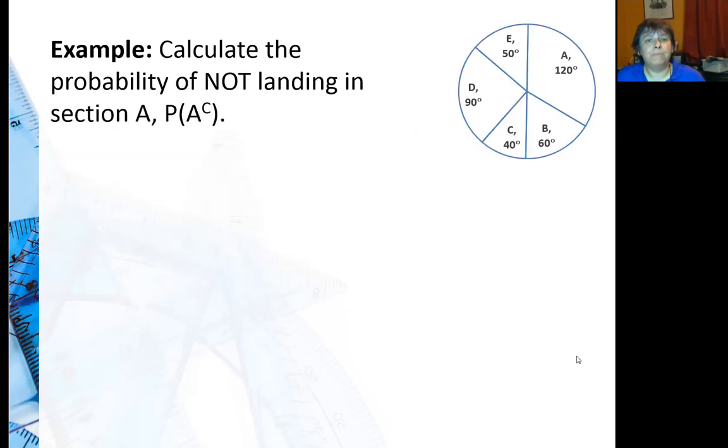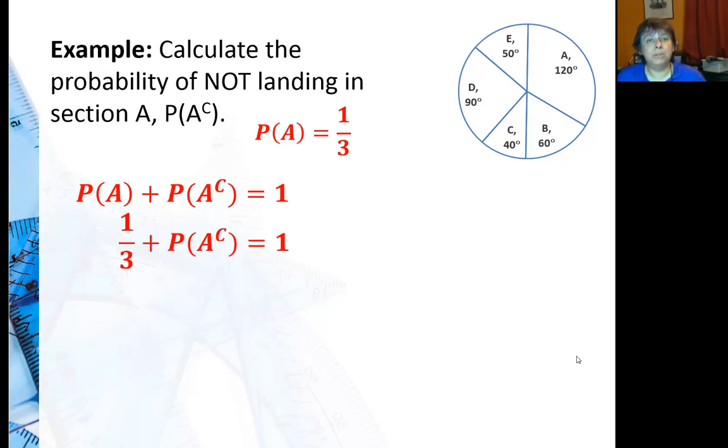For the spinner problem, I'm going to calculate the probability of not landing in section A, or the complement of A. Again, I remember that the probability of A, we already calculated that, was 1/3. So I'm going to say that probability plus probability of the complement is 1, substitute in, subtract 1/3 from both sides. So 1 minus 1/3 is 2/3. So the probability of the complement of not landing in A is 2/3.